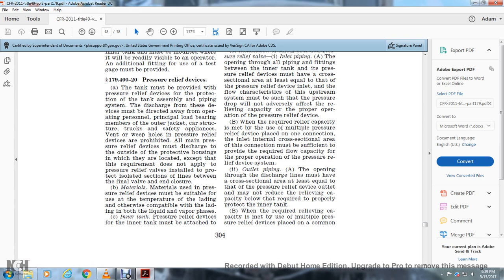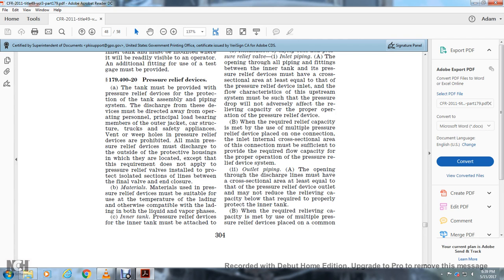179-420, pressure relief device. The tank must be provided with a pressure relief device with the protective end of the tank of the assembly piping system. Discharge from the device must be directed away from the operating personnel. Principal load-bearing member of the outer jacket of the car structure, truck, safety appliances, vent or weep holes of the pressure relief device are prohibited.